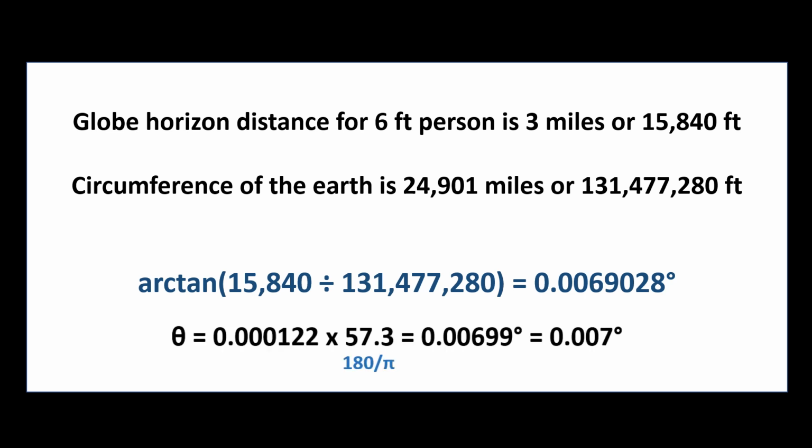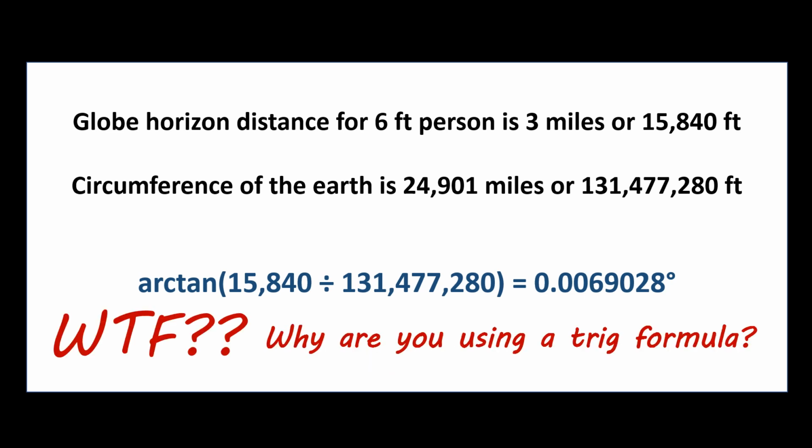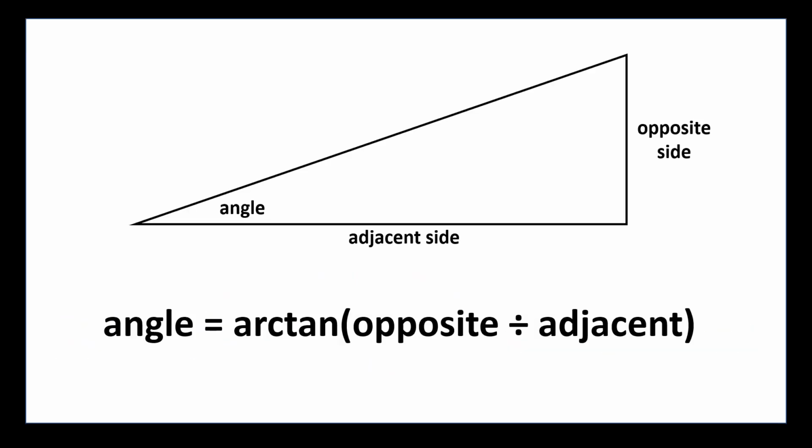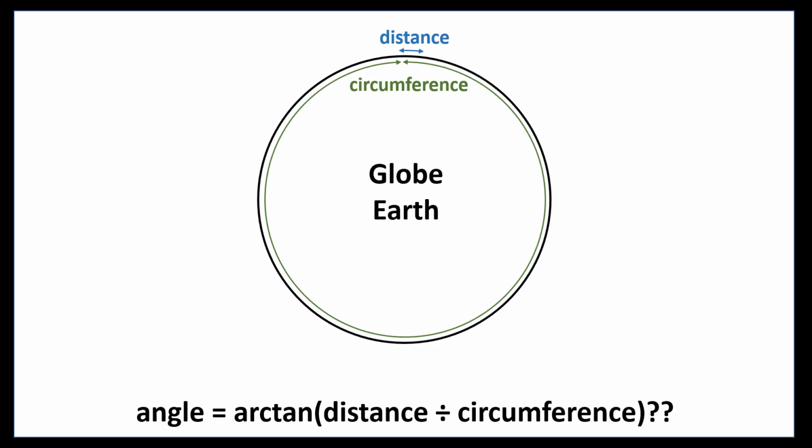Now I ran these out a few more decimal places. Now, it's not a perfect match to the Rayleigh Criterion calculation, but this is not the mistake, and it's time to bring out the red pen again. Why is he using a trig formula? This formula is used to calculate the angle of a right triangle, not a sphere. But believe it or not, flat Earth data uses it to divide a distance on the globe Earth by its circumference. Time for the red pen again.